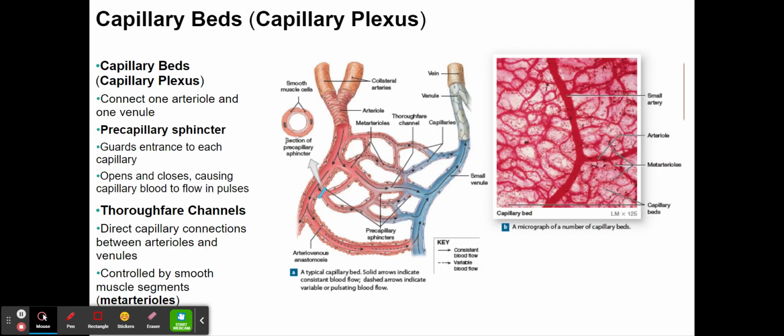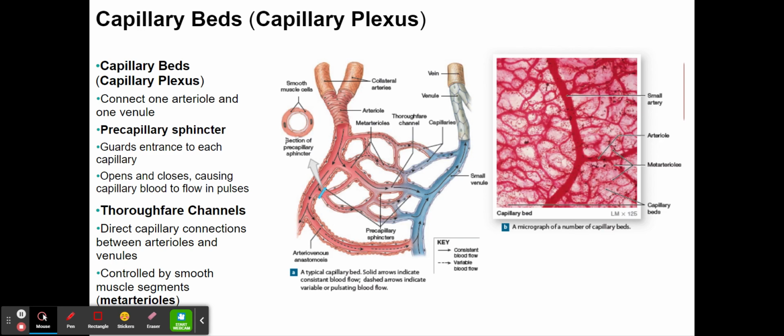Capillaries function not as individual units, but rather as part of an interconnected network called a capillary bed or capillary plexus. A single arteriole gradually gives rise to dozens of capillaries. They empty into several venules, the smallest vessels of the venous system.